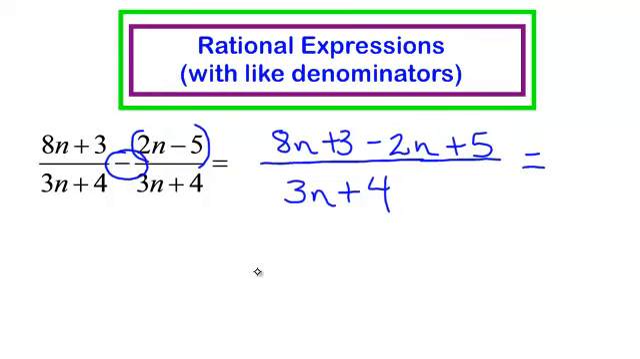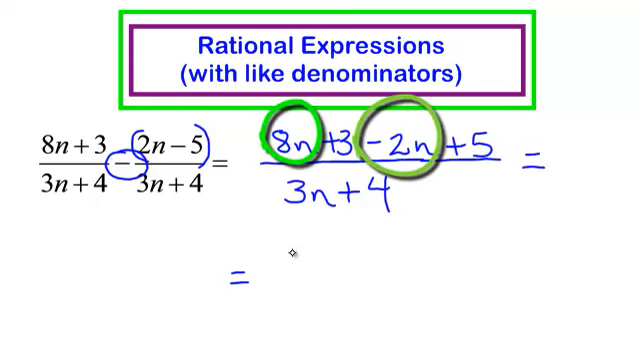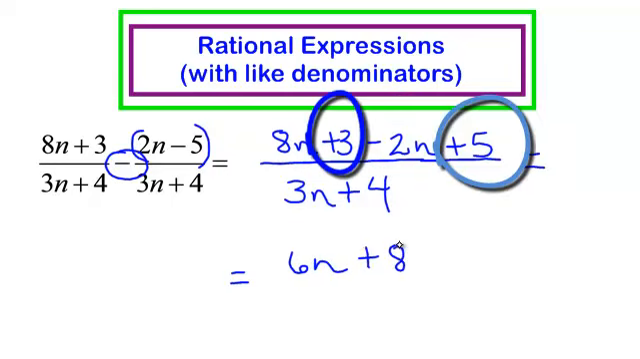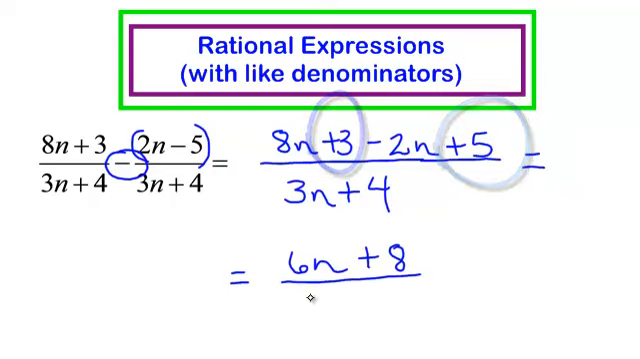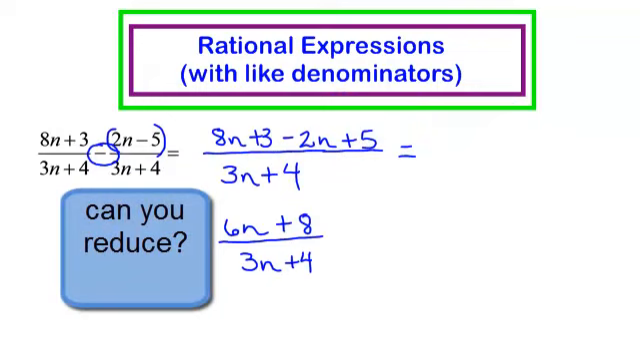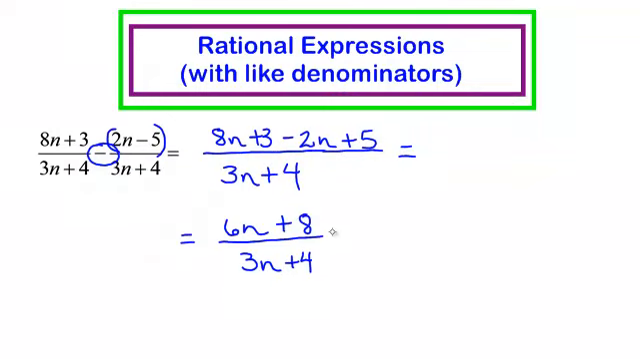So now I am ready to add my like terms in the numerator. 8n and a negative 2n is 6n. Positive 3 and a positive 5 is a positive 8. All of that divided by 3n plus 4. Am I done? You may be able to reduce. When we are reducing rational expressions, we have to use factoring. Factoring just does not go away, does it?